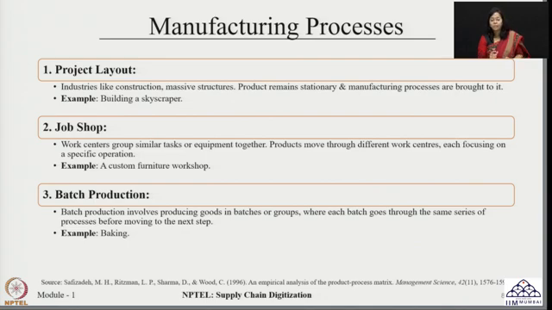The third one is batch production, which is actually taking care of producing goods in batches or groups, where each batch will go through the same series of processes before moving to the next step. A very simple example is your baking process, where you can make multiple types of items, but the steps involved in making that particular batch remain the same.